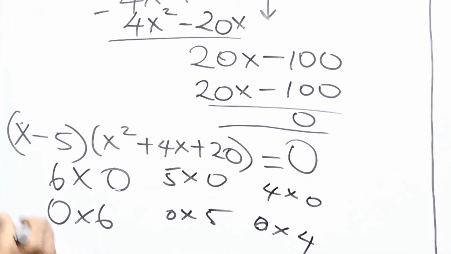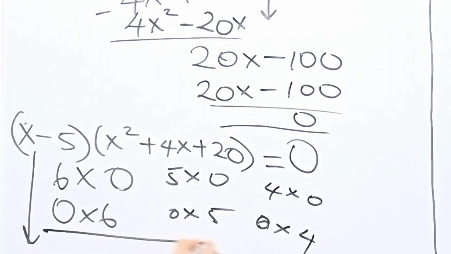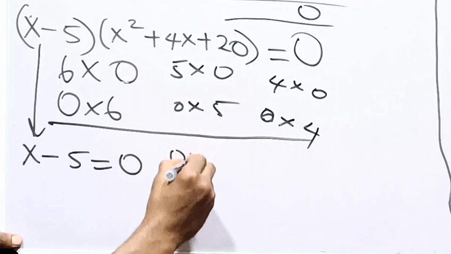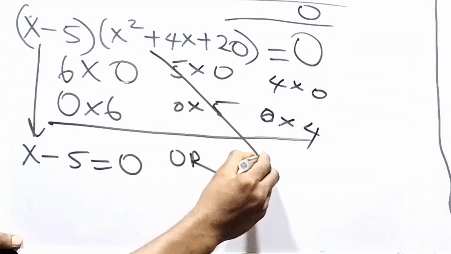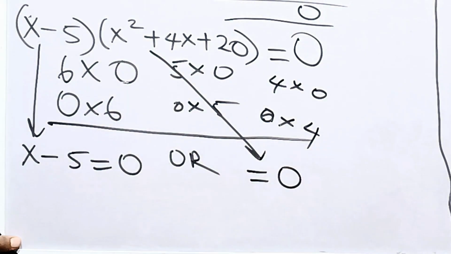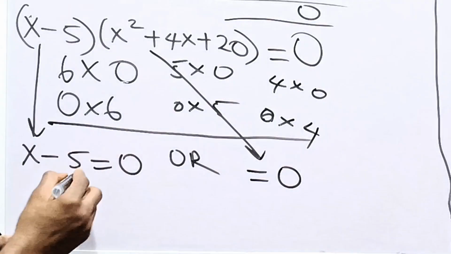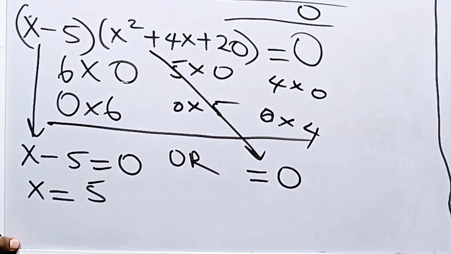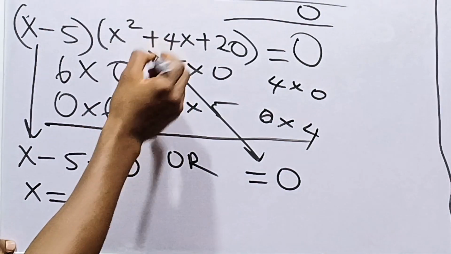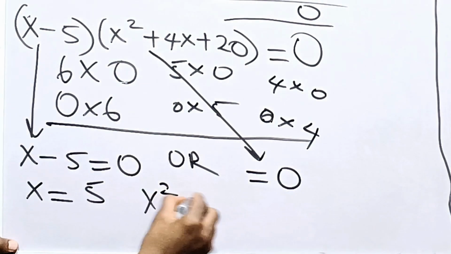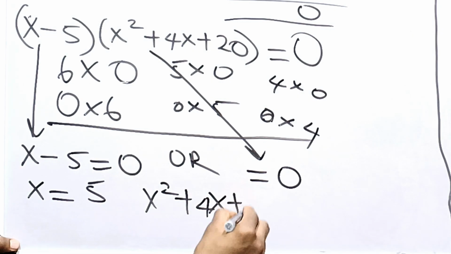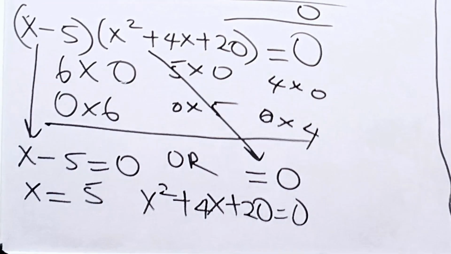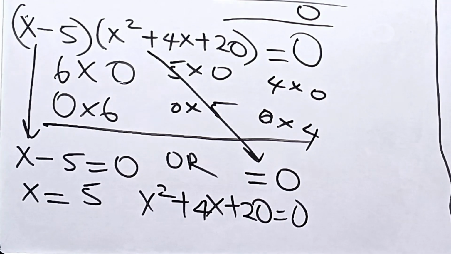Now, having that in mind, we can go back and say that for these to multiply to give us 0, it's either that x minus 5 is equal to 0, or this other factor equals 0. Now, x minus 5 being equal to 0 means that x is equal to 5, and we already had that from the beginning. Now, we are going to solve this quadratic equation that says x squared plus 4x plus 20 equals 0. We'll solve it to get the remaining two answers for x, and that will be the end of our journey in this question.